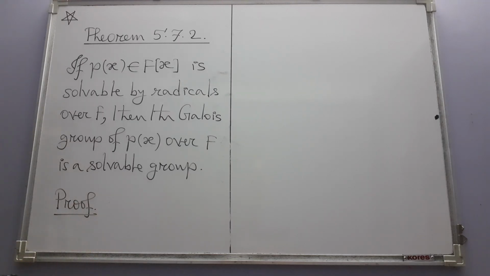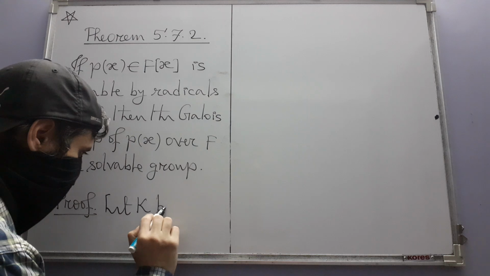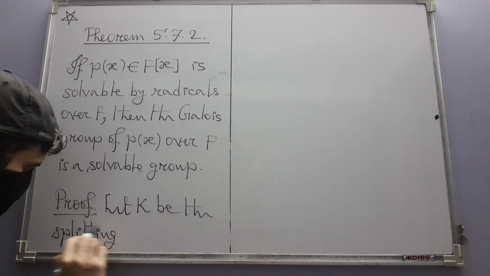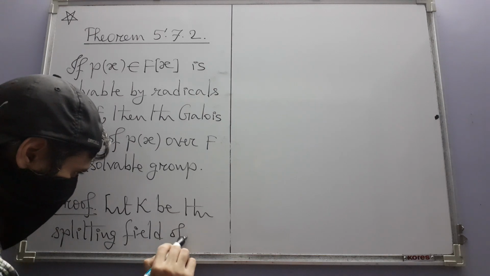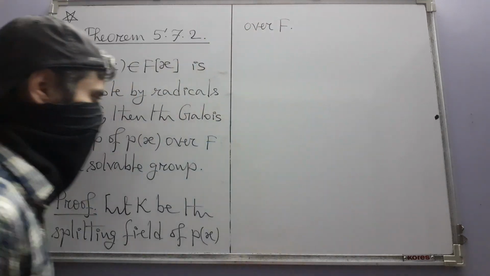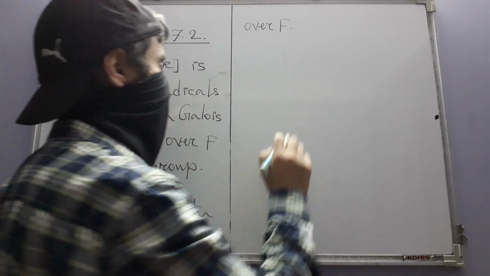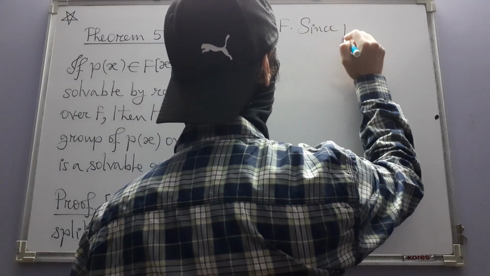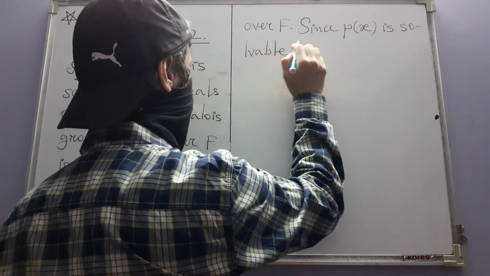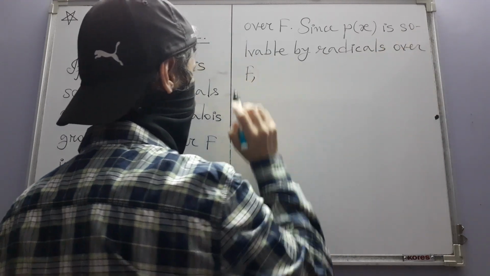The proof starts by considering the splitting field of p(x) over F. Let K be the splitting field of p(x) over F. And then we are going to write the meaning of this, that p(x) is solvable by radicals over F. Since p(x) is solvable by radicals over F, what does that mean?